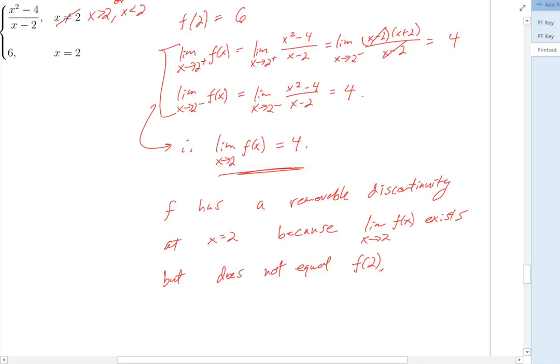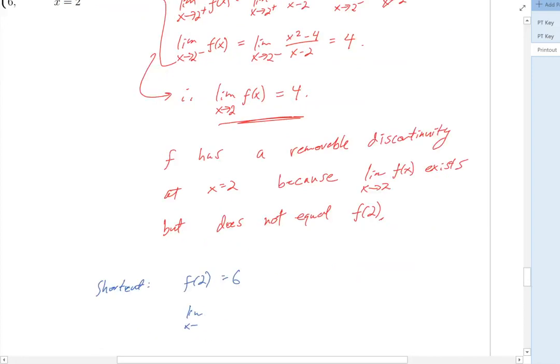Now, do you see here how for x goes to 2 minus and 2 plus, the limit was the same definition? This works great, but if you want a shortcut, you would be absolutely fine just saying f of 2 equals 6, and then finding the limit as x goes to 2 of f of x. Because when x approaches 2 from both the right and left, it's going to have the same definition.